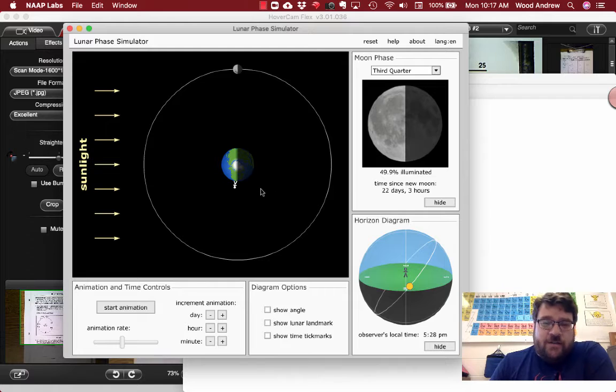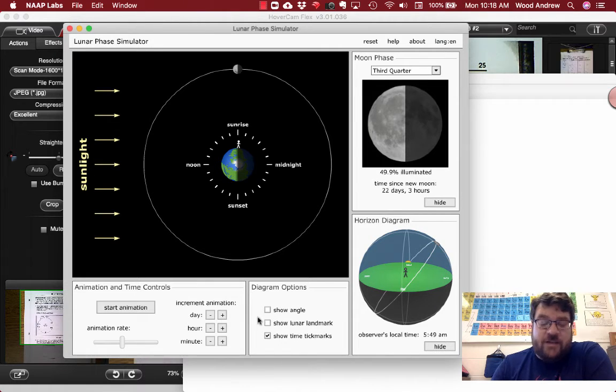And I want you to notice something. If I move my observer to directly under the moon, it's at its highest point. If I use my horizon diagram, the moon's at the highest point. What time is that? The sun is right there on the eastern horizon. Sunrise.